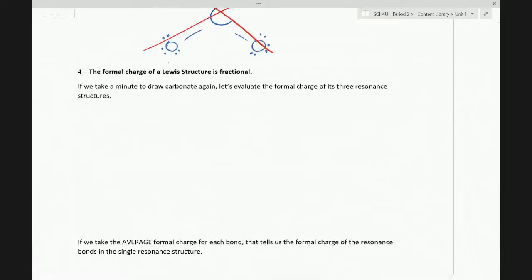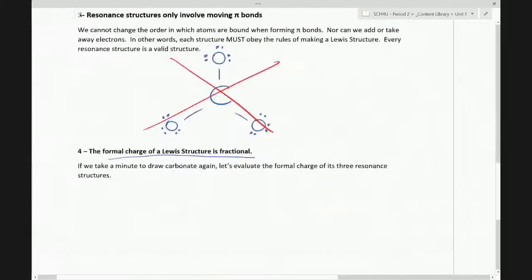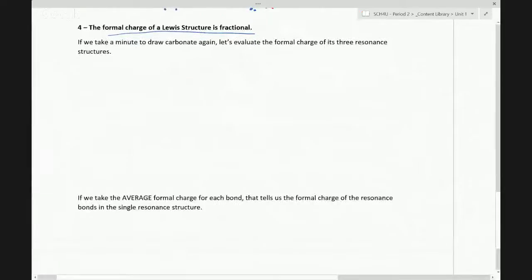All right? And so the formal charge of a Lewis structure is fractional. And I've already showed that up here, which shows that I was getting ahead of myself, right? But that's okay. We'll show it one more time. And we'll say carbon is bonding with oxygen, and then in each case, it has 1/3 of a double bond.